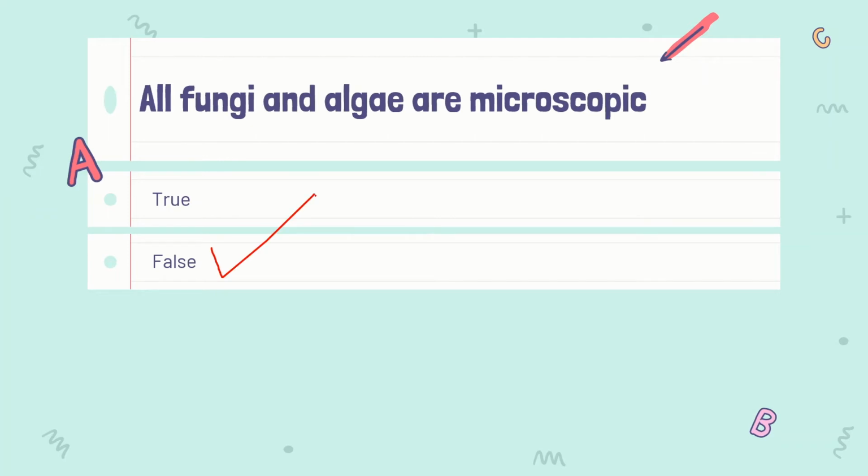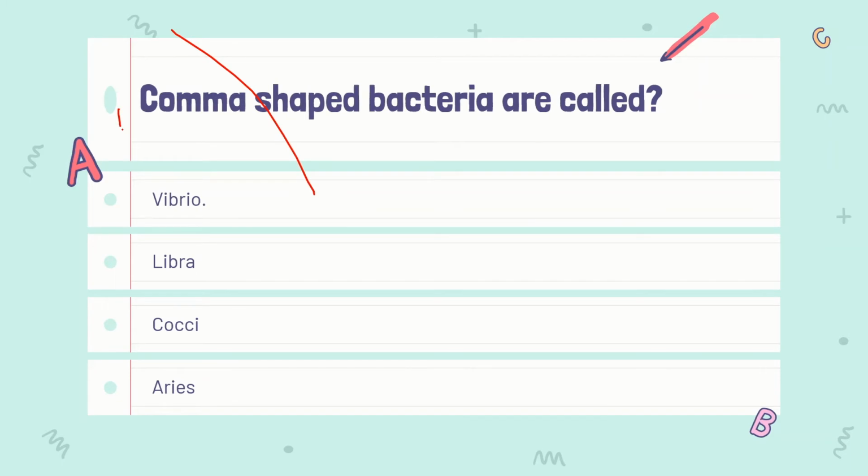So comma-shaped bacteria are called Vibrios. I explained this to you. Correct. So this is how a Vibrio looks. Okay, let me erase all the lines. Now, this is how it looks. This is a comma-shaped bacteria. It is like this. Okay.